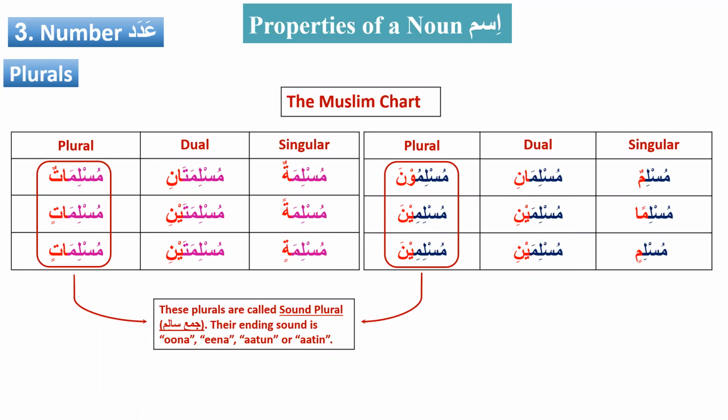So we will continue our study of the properties of ism. The first property of ism was status, and we know there are three types of status: rafa, nasab, and jar. Then we studied gender, and in gender we studied masculine gender and feminine gender, and how to identify what gender the word has. And we studied the indications of feminine gender. Then we started learning about the third property of ism, which is number.